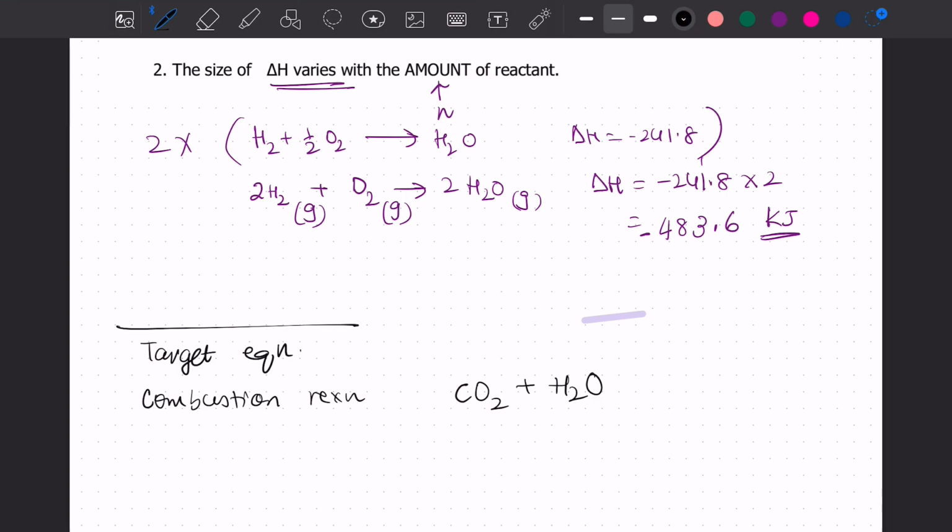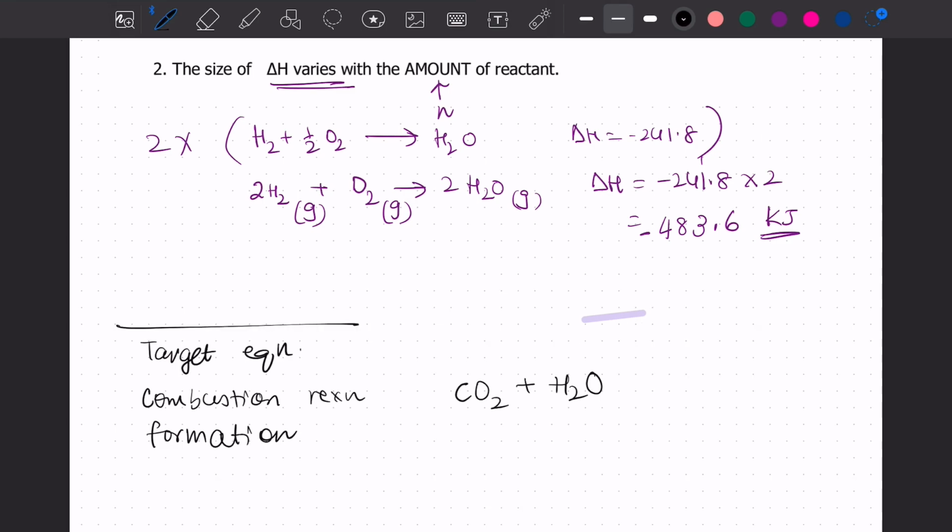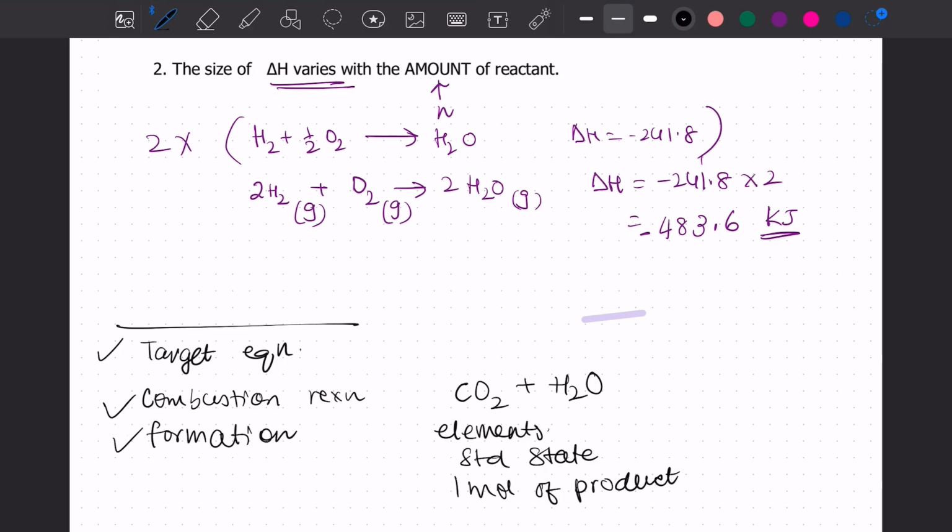The other case where the target equation may not be given to you is when the target equation is an equation of formation of something. So in that case, you have to remember that the formation happens from elements in their standard state, and you get 1 mole of product formed. So those are the only 2 conditions where the target equation is not given to you.